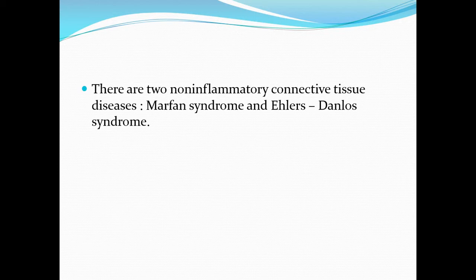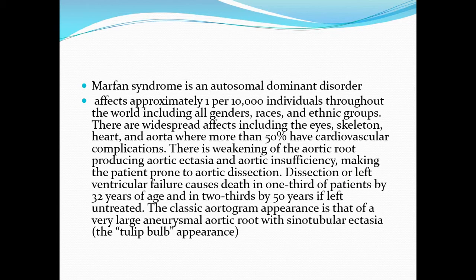There are two non-inflammatory connective tissue diseases, Marfan syndrome and Ehlers-Danlos syndrome. We will talk about them because they are radiologically significant. Marfan syndrome is an autosomal dominant disorder that affects approximately 1 per 10,000 individuals throughout the world, all genders, all races, all ethnic groups. It has widespread effects including the eye, skeleton, heart, and aorta. More than 50% have a cardiovascular complication.